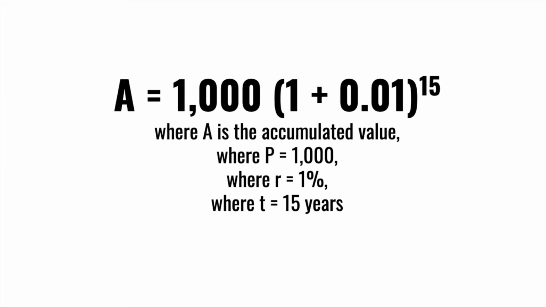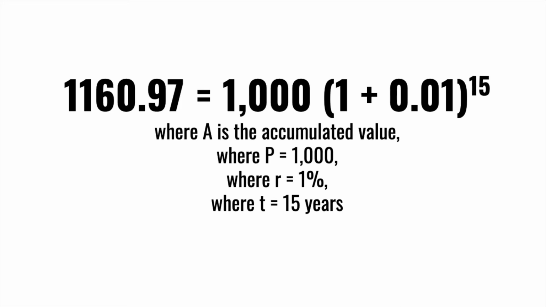Now, whatever we get for this value of 1.01 to the power of 15, we're going to take that number and multiply it by 1,000 to figure out what our investment is worth now. So 1.01 to the power of 15 times 1,000 is equal to 1160.97. So 3 cents away from 1161. So yes, this formula does indeed give us a pretty accurate measure of compound interest.